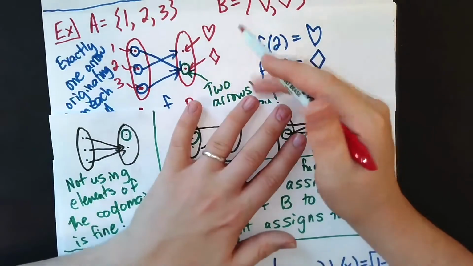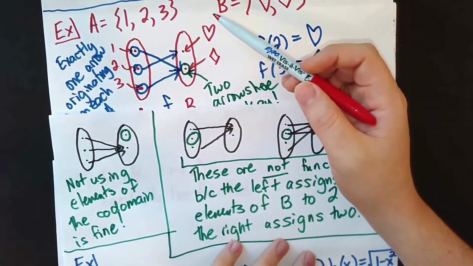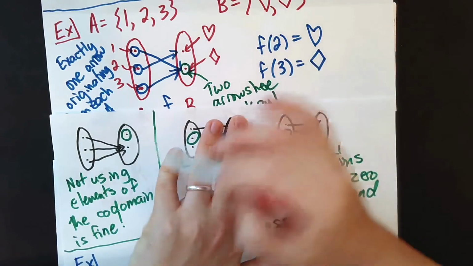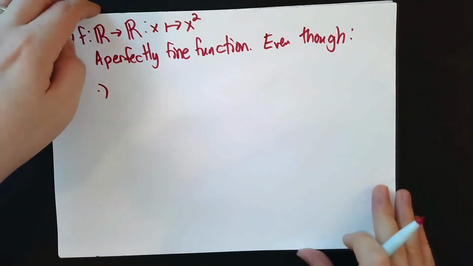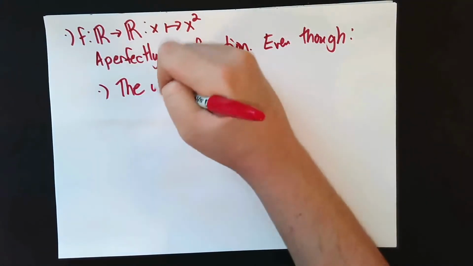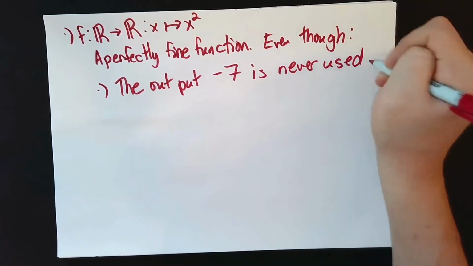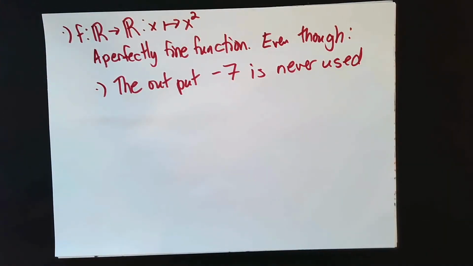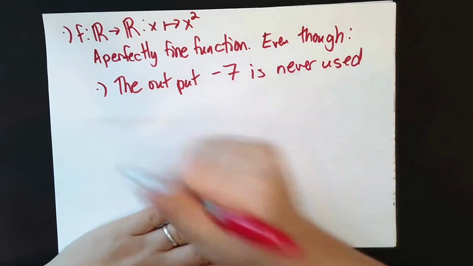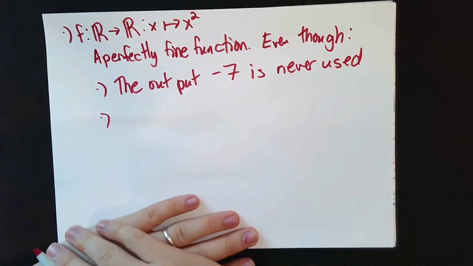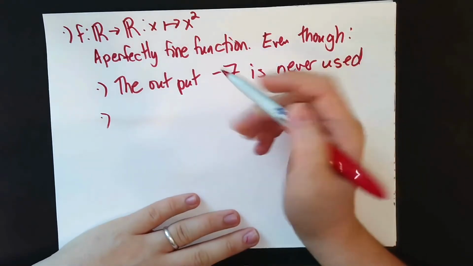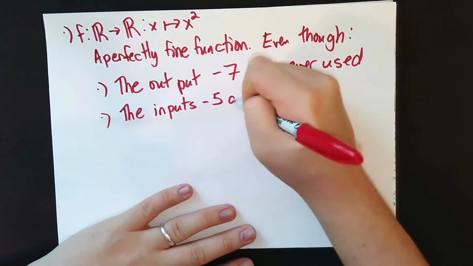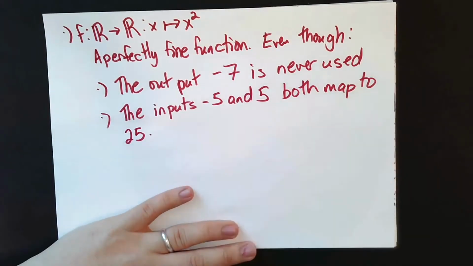Note this function already has some of the weird properties that we talked about when we talked about functions in terms of our dot diagrams. Namely, there are outputs we don't use, right? For example, the output -7 is never used. And that's a-okay. We don't need to use all the outputs. And also, there are 2 inputs that map to the same number. In fact, there are lots of pairs of inputs that map to the same number. For example, -5 and 5 both map to 25.